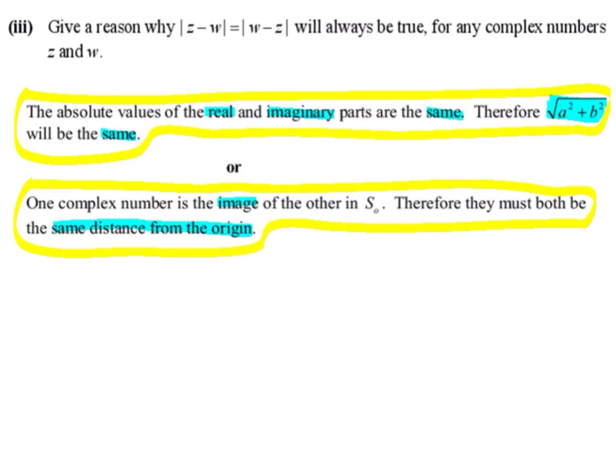Another way of explaining why this is true is that one complex number is the image of the other in the real axis, so this being the origin. Therefore, they must both be the same distance from the origin.